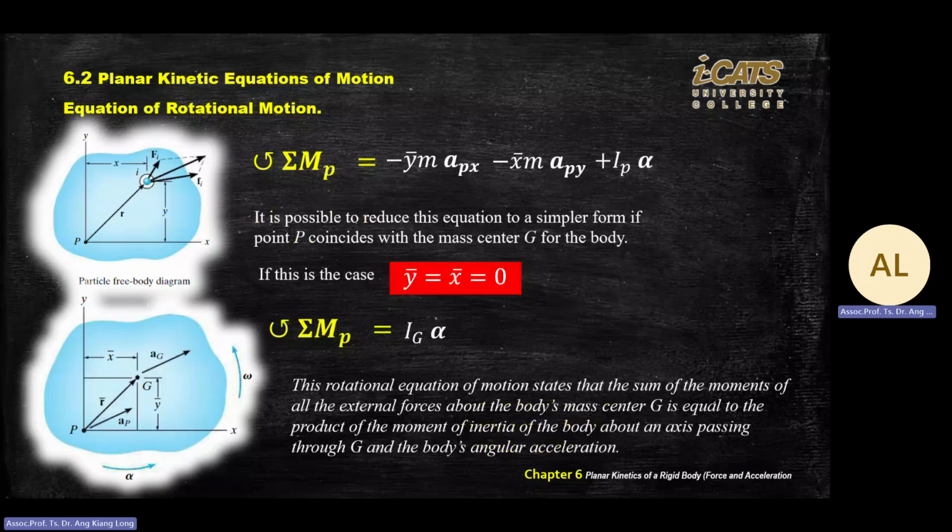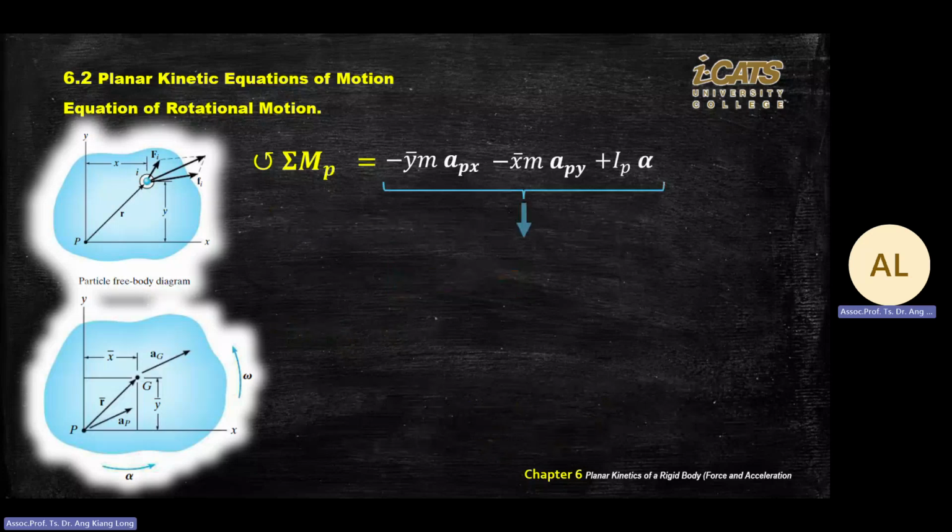IP will be your IG. How to find IG? It is from the equation I equals IG plus MD squared. And why do you get IG? Because your D is 0. Your D is G and the P is on the same spot, so your D is 0. That's why I equals IG plus MD squared with D equal to 0, and that's why you arrive at this equation. All right, so the rest you read.